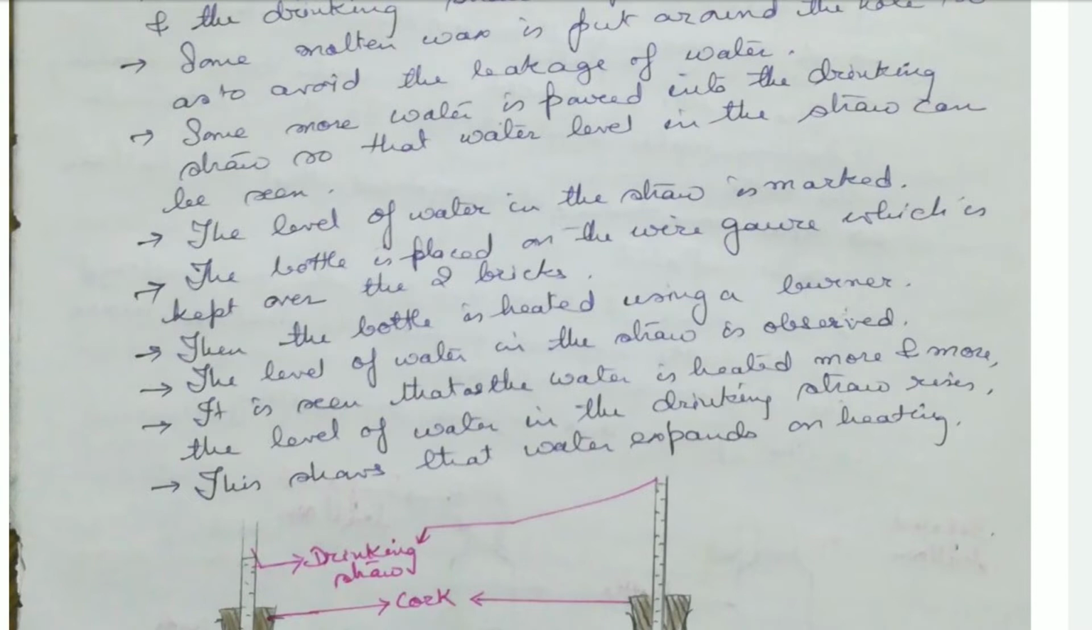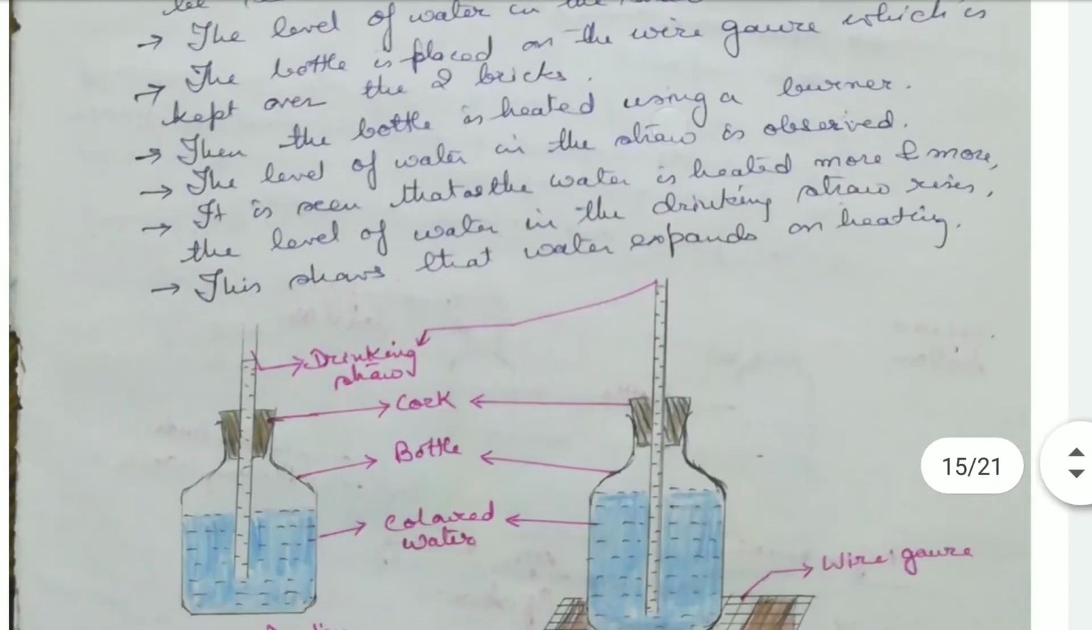The level of the water in the straw is observed. It is seen that as the water is heated more and more, the level of the water in the drinking straw rises. When we heat the bottle, we see that the level of the water in the straw rises more and more. This shows that water expands on heating.